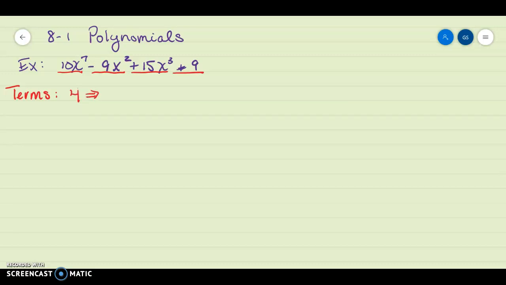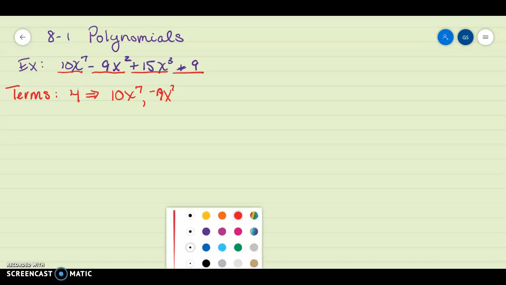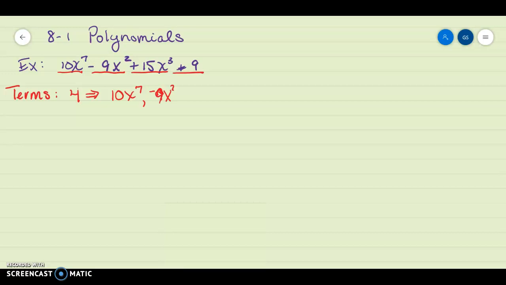And the terms are 10x to the 7th, negative 9x squared. I picked up the minus as a negative here. Then you get 15x to the 3rd and 9. Those are your terms: 1, 2, 3, 4 terms.